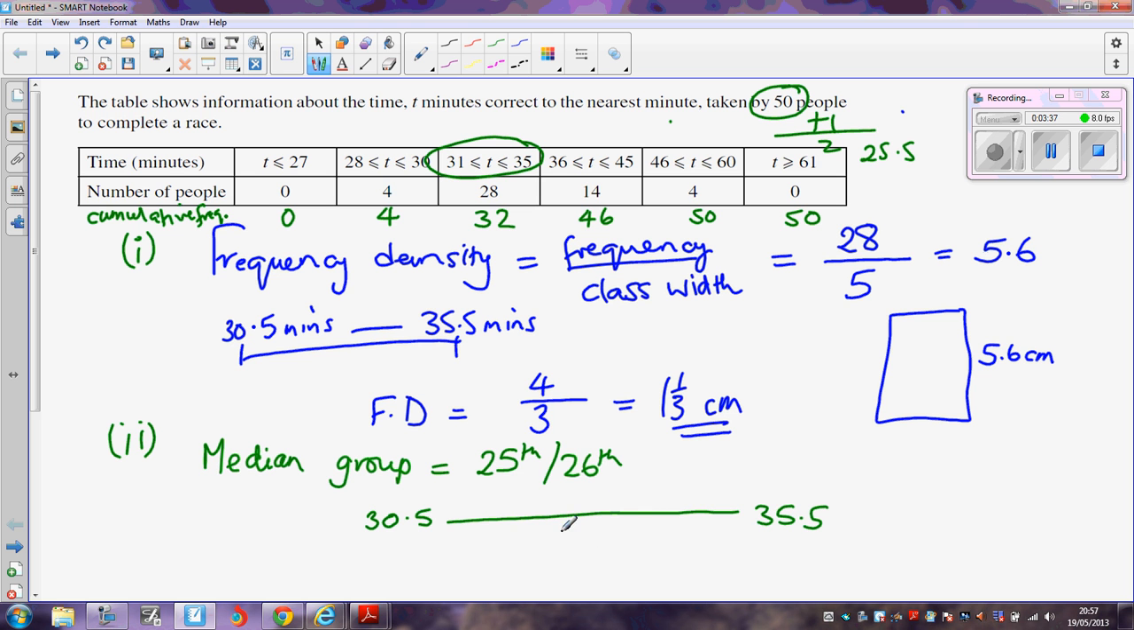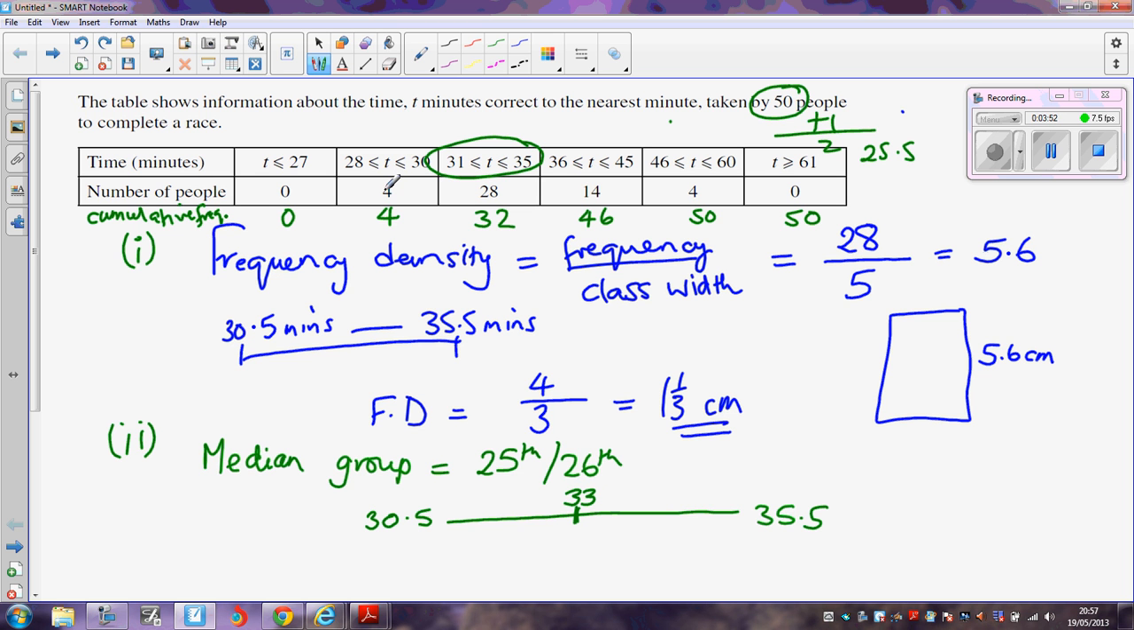Now, if the people were evenly distributed across this group, you would expect the median to be exactly halfway between 30.5 and 35.5, which would be at 33. So let's have a look at the people.